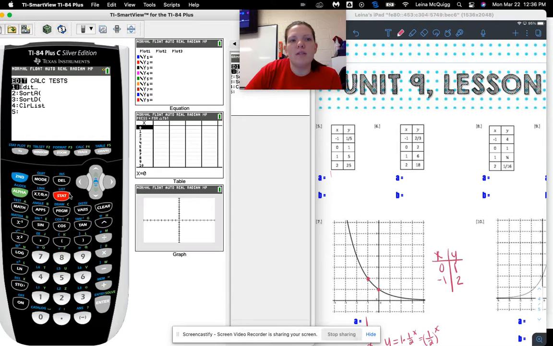All right, then we're going to go stat, go over to calc. We're going to go all the way down to 0 for exponential regression and hit enter. Go down to calculate and hit enter again. Here my a value is 2, my b value is 3. So my equation would be y equals 2 times 3 to the power of x. Okay, 2 times 3 to the power of x.